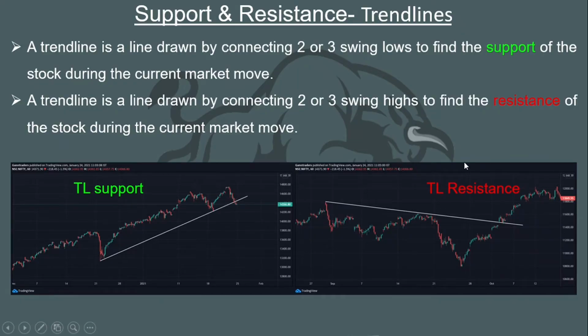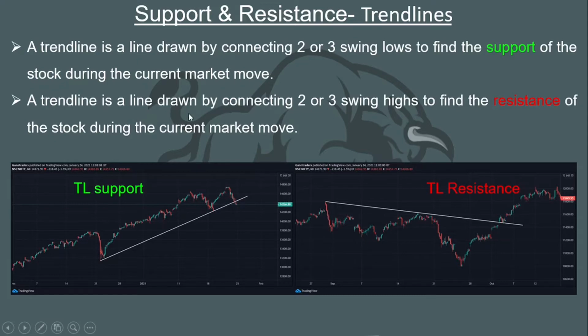Next in support and resistance, we are going to see the most powerful tool: trend lines. A trend line is drawn by connecting two or three swing lows to find the support of the stock during the current market move. So we are connecting two swing lows by drawing a line to find the support of the stock. If the support is broken, the stock will come down.